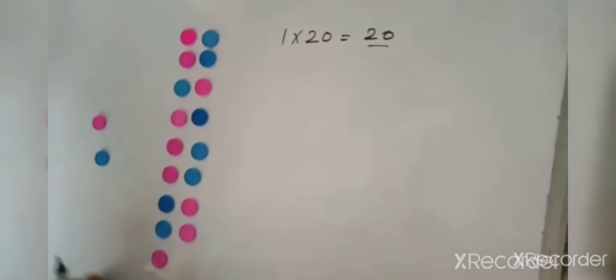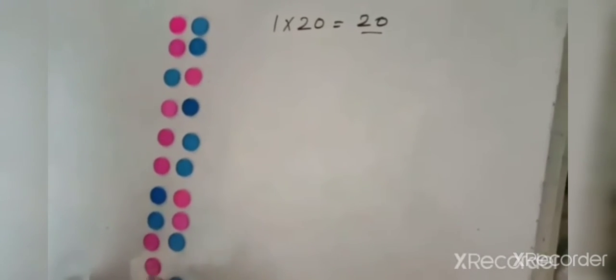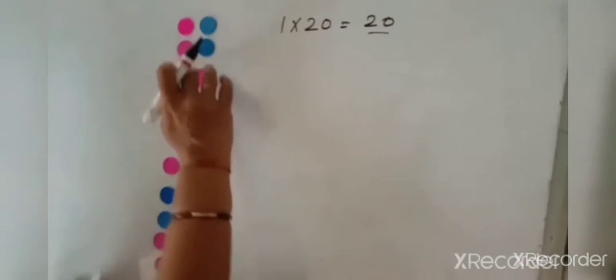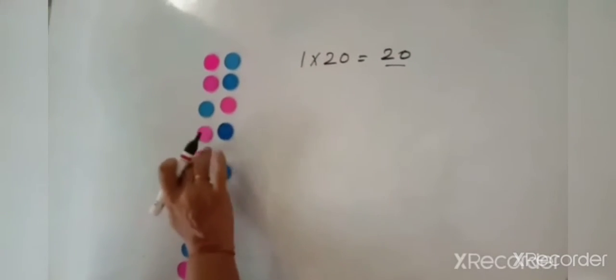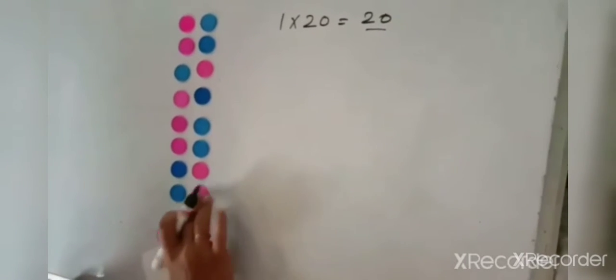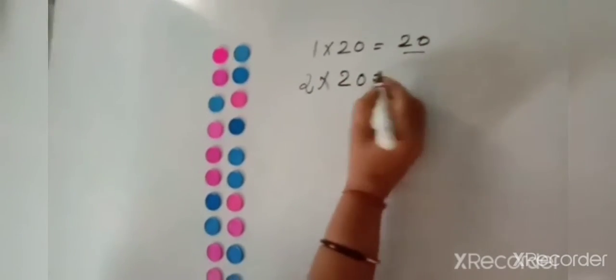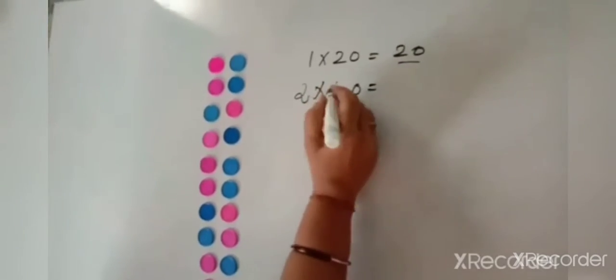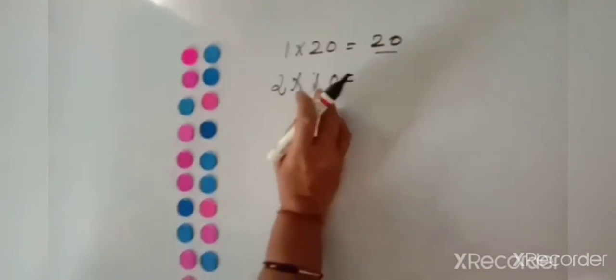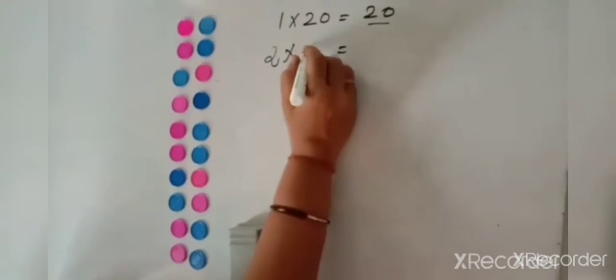Yes, so total 2 coins in each row. I'll be getting 1, 2, 3, 4, 5, 6, 7, 8, 9 and 10 rows with no coins left. So that means the number 20 is completely divisible by 2.